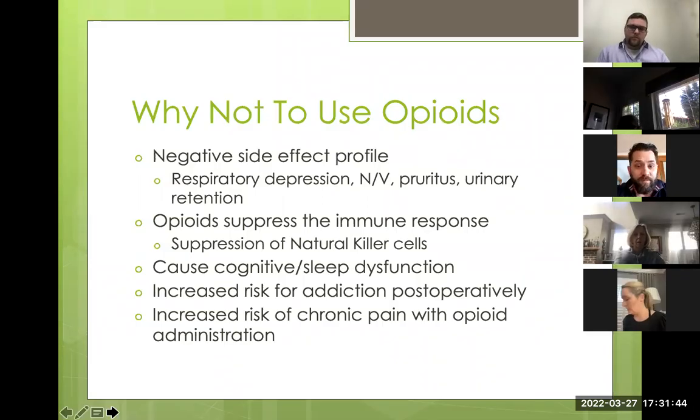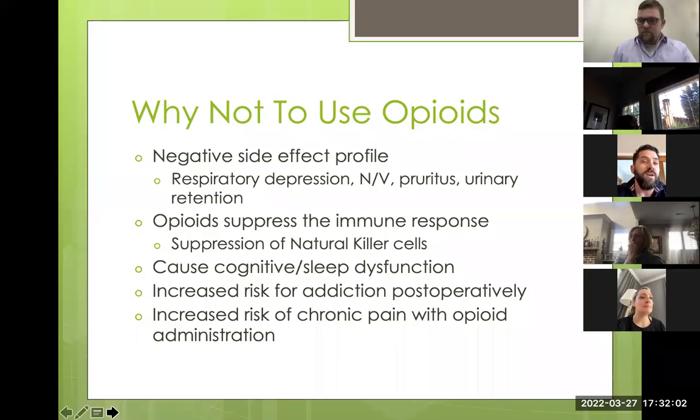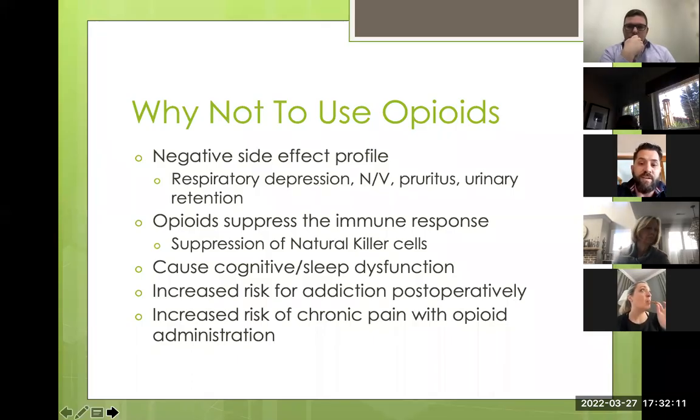So why not to use them? Well, if you're giving them to a patient who's not intubated or in recovery, they could cause respiratory depression. You have a higher incidence of nausea, vomiting, pruritus, urinary retention. Opiates suppress the immune response, primarily suppression of natural killer cells. So in some cancer surgeries, some studies have shown a higher recurrence of cancer, especially breast cancer, postoperatively, when compared with those who didn't get an opiate.